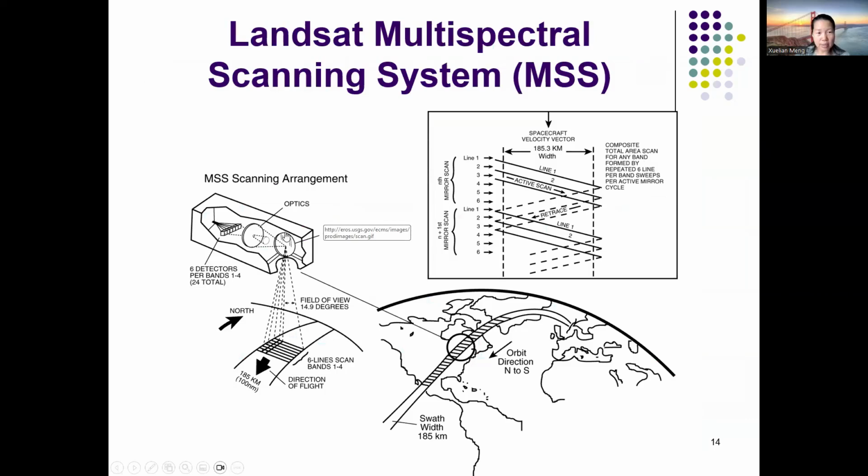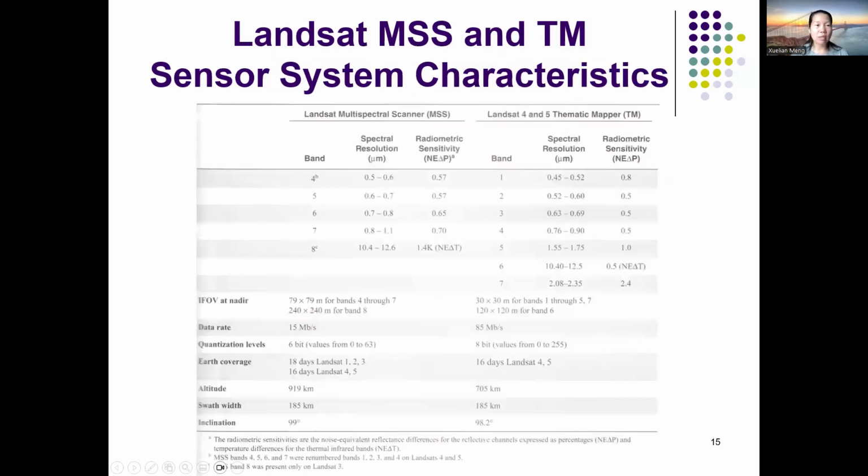So look at the mechanism, how MSS acquires data from the Earth. When the sensor orbits the Earth along this direction, perpendicularly, the mirror will control the light to scan left and right to scan the Earth in the perpendicular direction. So the camera will scan this one line and retrace and then scan another line. So that is how this kind of scanning mirror system works.